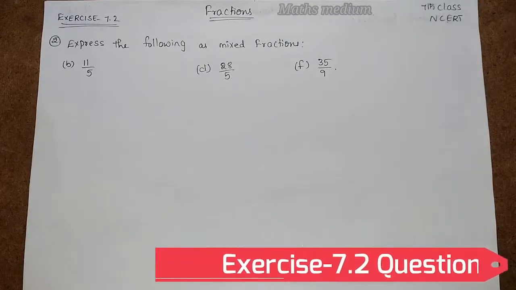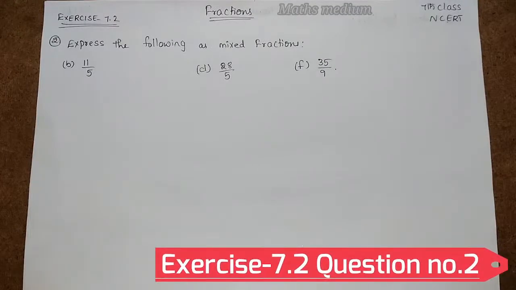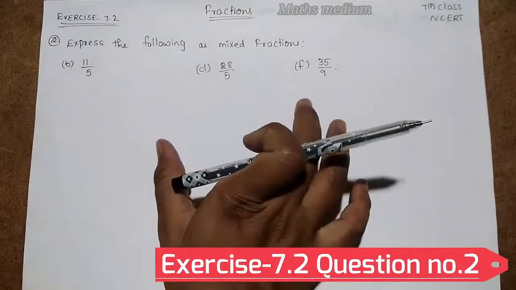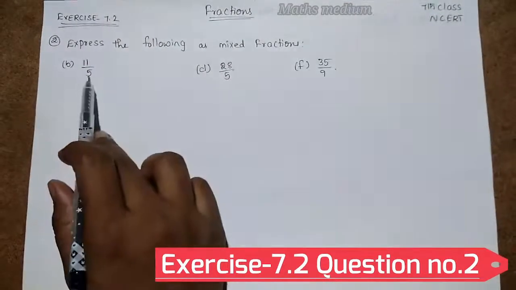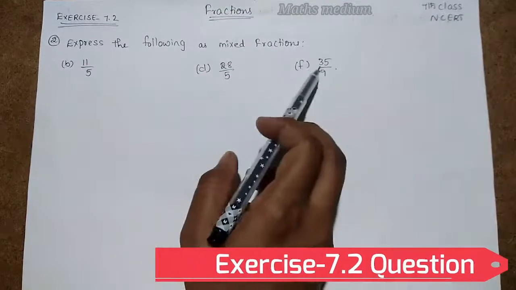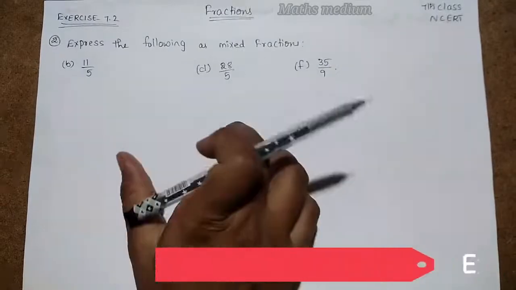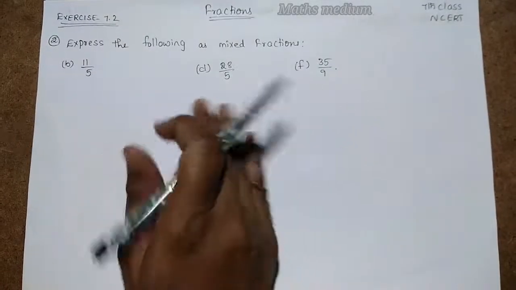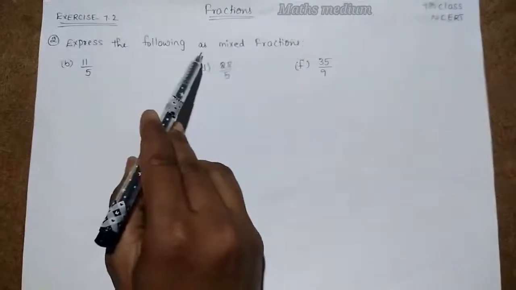Today I came with exercise 7.2 from fractions in class NCERT. Question number 2. Express the following as mixed fractions. So here are 3 questions. That is 11 by 5, 28 by 5 and 35 by 9. So these are the improper fractions. We can tell easily by observing the fractions. So now we have to convert it into a mixed fraction.